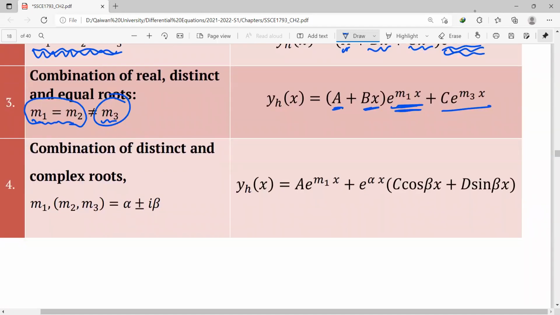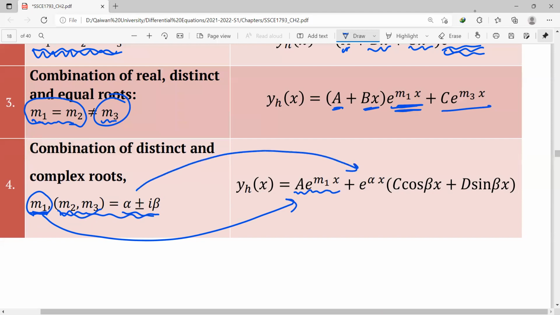But if we have two of the roots to be complex roots and one of them to be a real root, then for the real root, we say it is a e to the power m1x. But for the complex ones, we say it equals e to the power alpha x, which is the real part, plus minus i beta. Here it becomes c cosine beta x plus d sine beta x. This is the homogeneous solution for this type of roots for the characteristic equation.